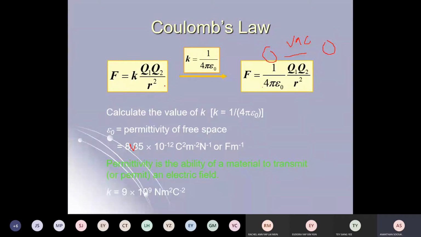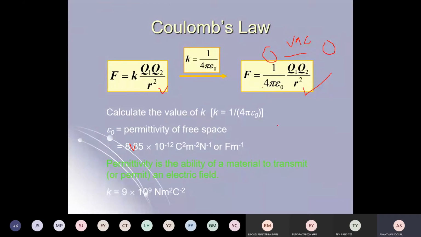In the exam, of course, it looks very convenient for us to write K, but in the mark scheme it looks like they prefer you to write this format: 1 over 4 pi epsilon naught Q1 Q2 over R squared. Okay, so this is the force, Coulomb's law. The permittivity is the ability of the material to permit an electric field. That's called the permittivity of free space. Okay, so this 1 over 4 pi epsilon naught is 9 times 10 to the power of 9.